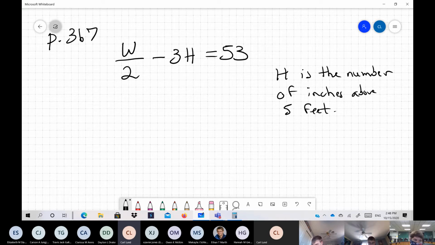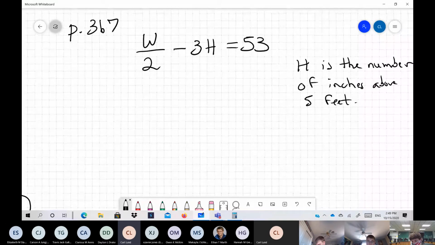So this formula does not work for someone who is not at least 5 feet tall. But if you're 5 feet or over, this will work. And when I say healthy weight, obviously a healthy weight is not one specific value, it's a range. This is a value that would be in the range of healthy weight for somebody of a certain height. So let's say we want to find what the healthy weight of someone who is 6 feet 3 inches tall would be.